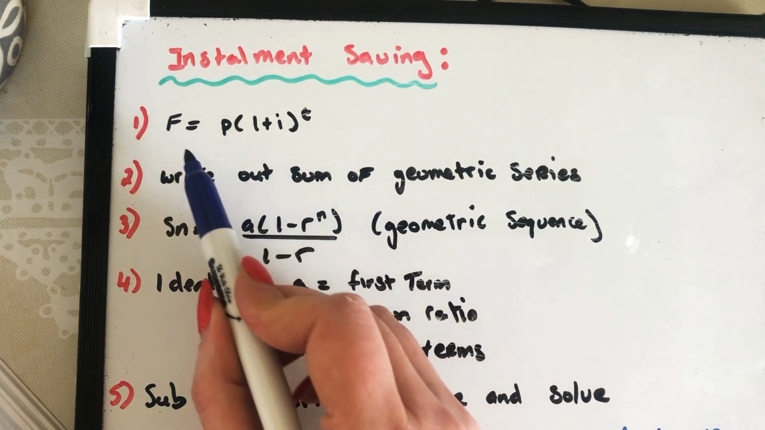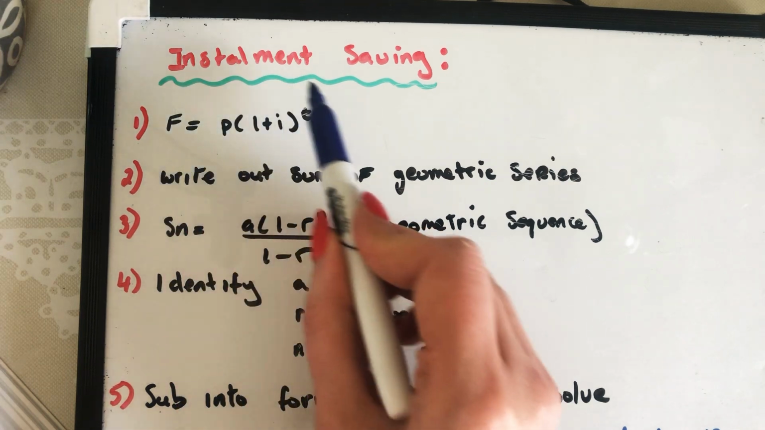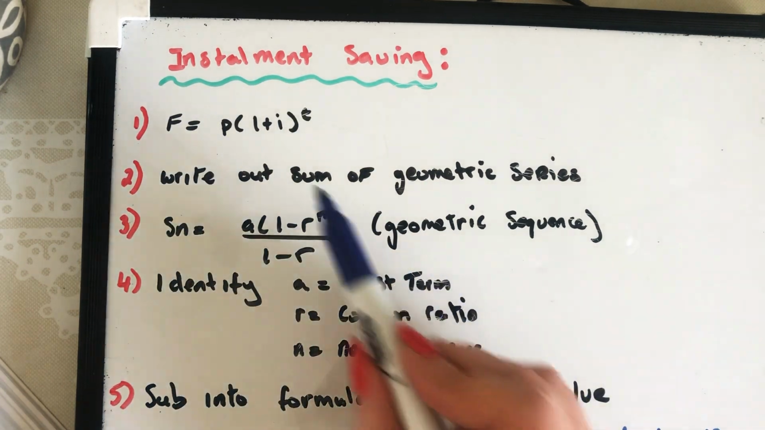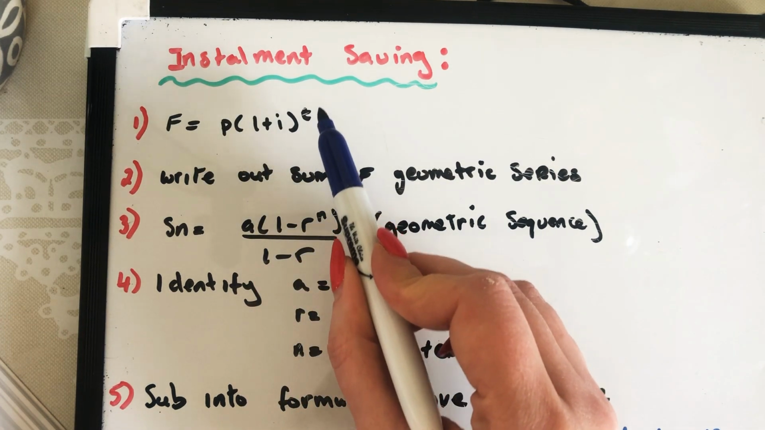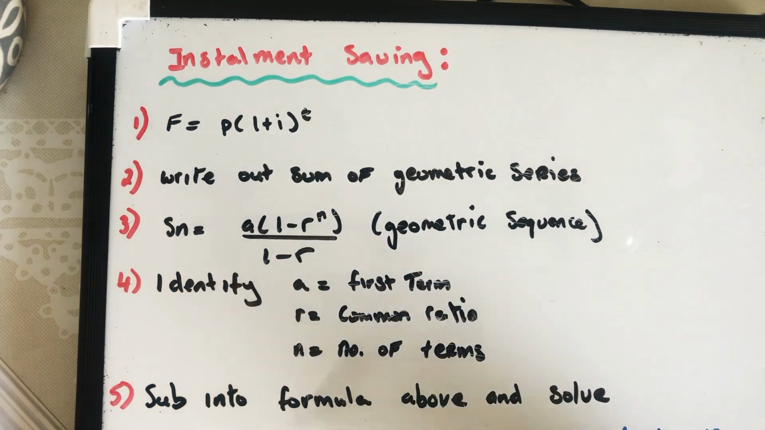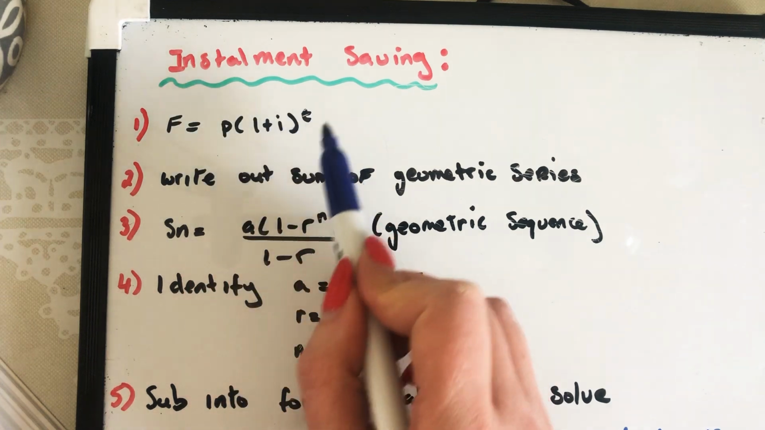I often say to students, you're saving for the future, so use the F formula. So that's how they remember that. P here represents the principal, i is the interest, t is the time, and F of course is the final value of your savings. Next of all, you write out the geometric series using this formula up here.